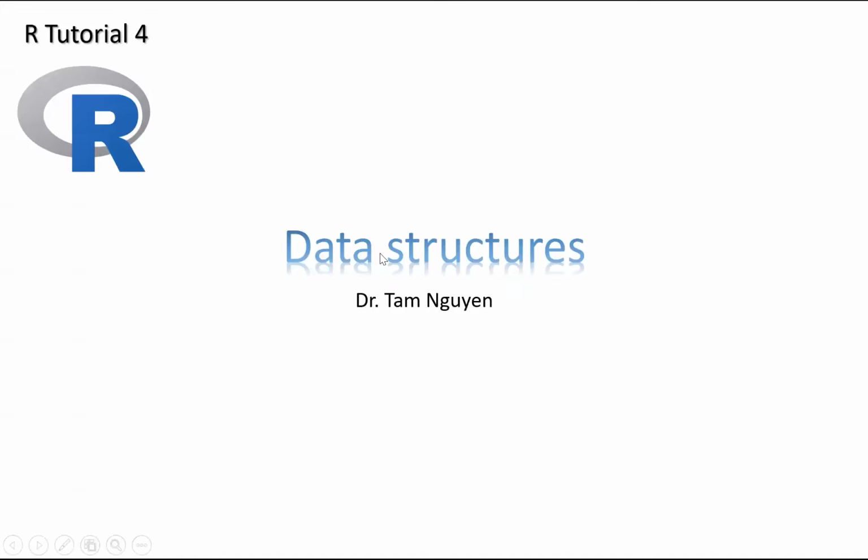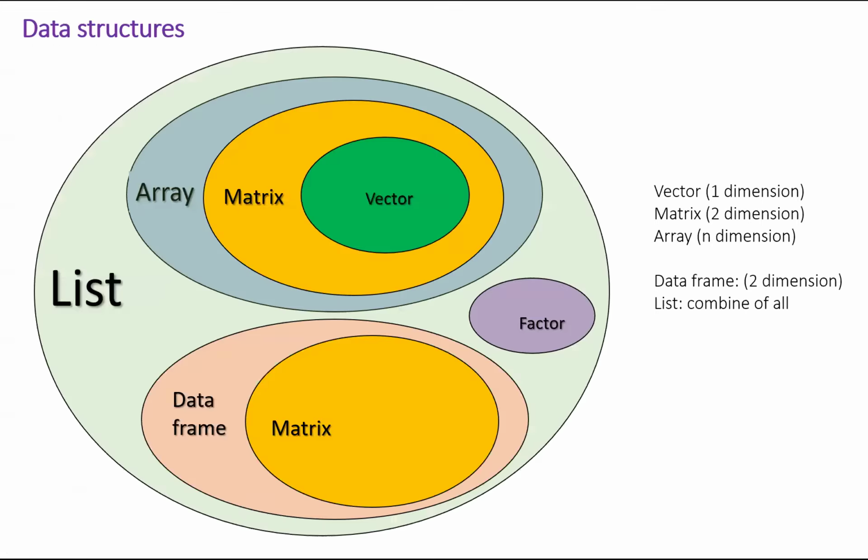Hi everyone. In this video, I will talk about data structure in R. So in R, there are many different data structures. For example, vector, which is 1D data, and more general than vector, we have matrix, which is 2D data. For example, if you have data with a number of rows and columns, you can use matrix. And array, which is more general than matrix, can store n-dimensional data.